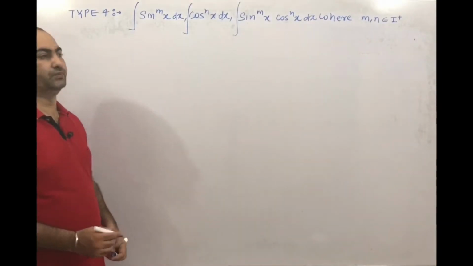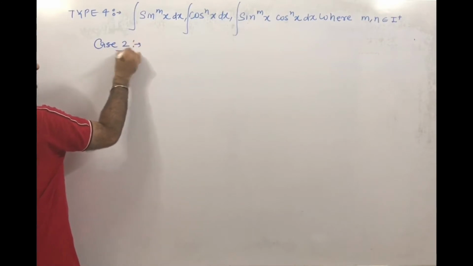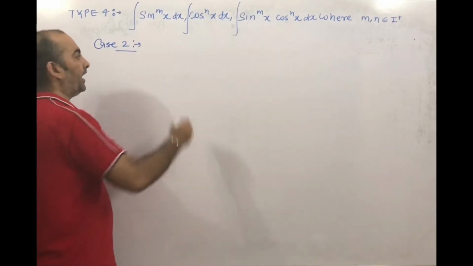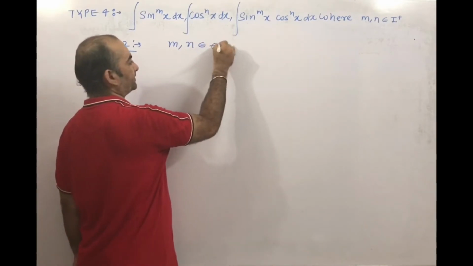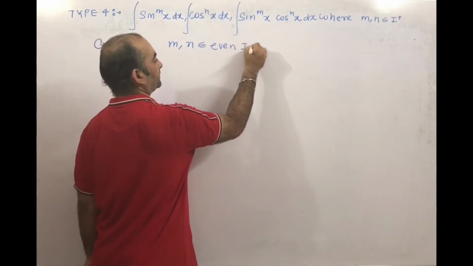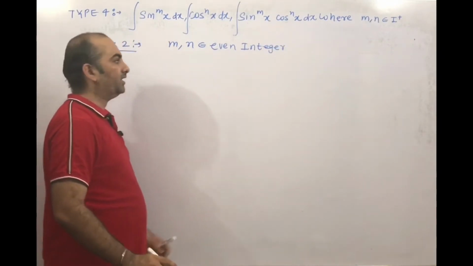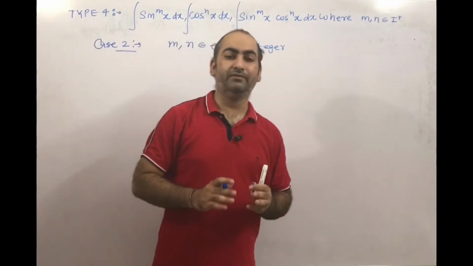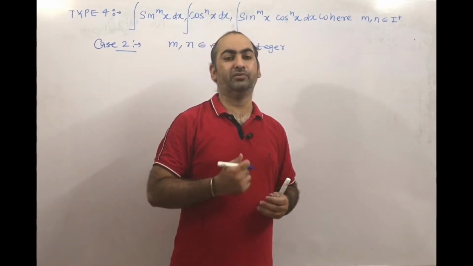Discussing case 2. Case 2 is what? If m, n belongs to even integers, then what will you do? If m, n belongs to even integers, then we will try to remove the power. So here we have to use the trigonometry formula.